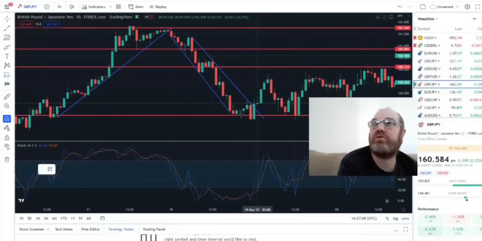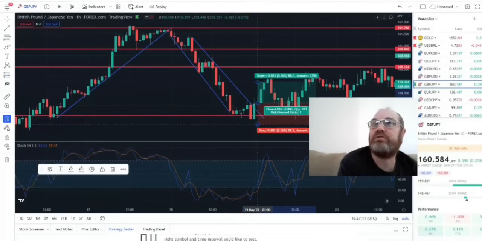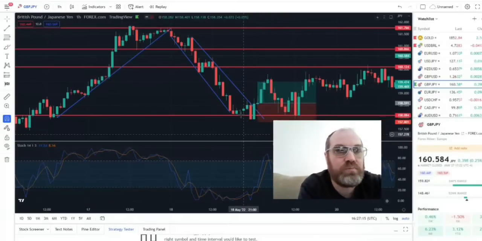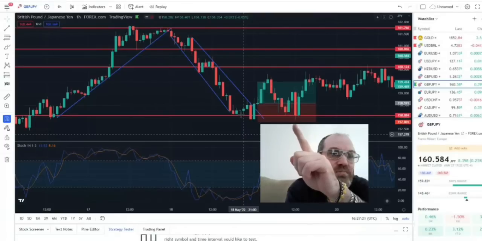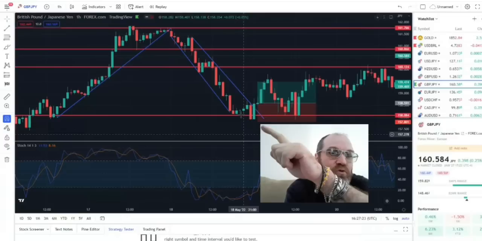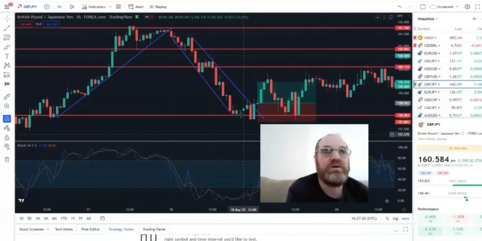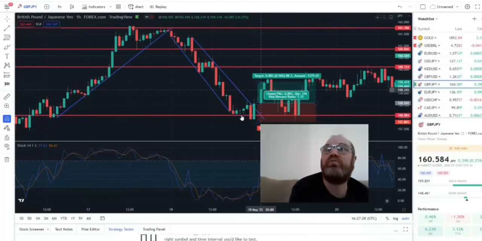Let's take this one here, and like the other one, a comfortable stop loss. Comfortable stop loss means a little below the last low, because you can see there we got a little more down maybe. So always take a little more than the last low. Again, we go for 1.5.